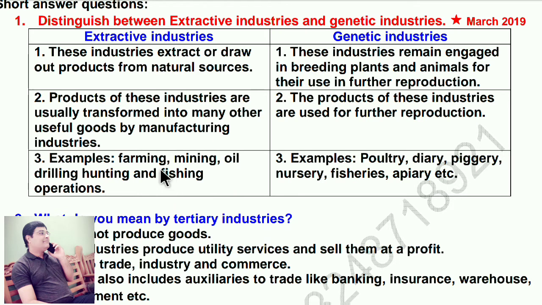Examples: farming, mining, oil drilling, hunting, and fishing operations. Example: poultry, dairy, piggery, nursery, fishery, apiary, etc. So these are the examples of genetic and these are all the examples of extractive.